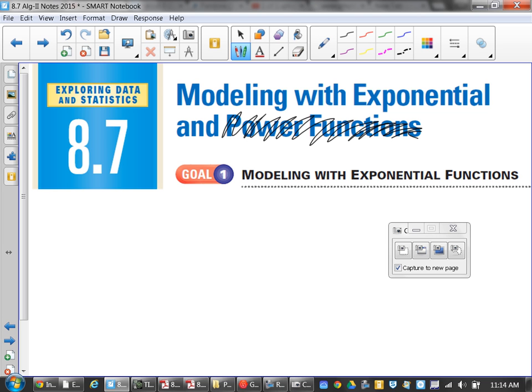Exponential functions, remember, they're increasing at a constant rate, and we always wrote them out like it was y equals a times b to the x. I know that there's h's and k's and all that stuff thrown in there, but we're not going to worry about the h's and the k's to start with.